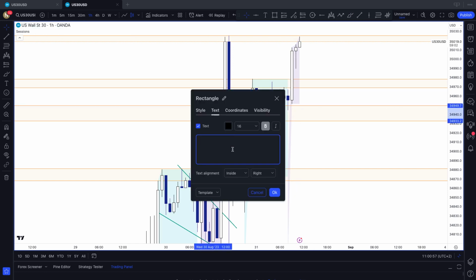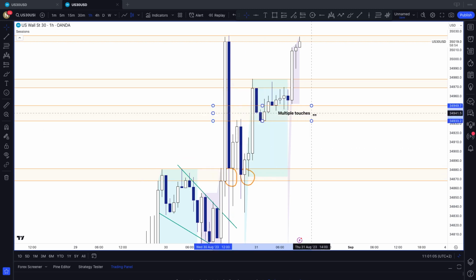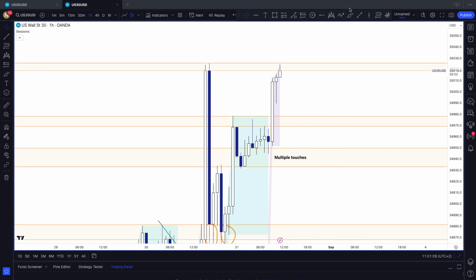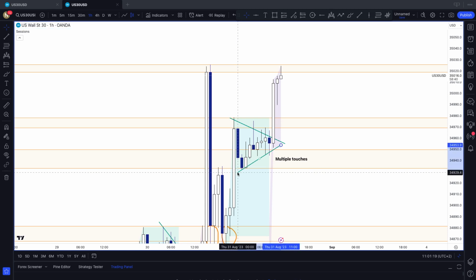I'm writing that down. Multiple touches. And I pull this over here just so I remember that. So multiple touches over here. Okay, so now in addition, I also see this. I drew a trend line like that, or a pattern, so to speak. It's like here, like a triangle, something in this direction. You can also draw it like that.